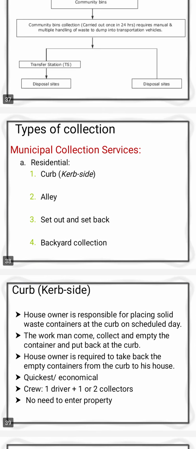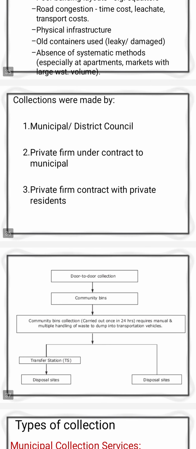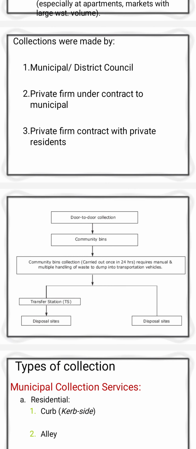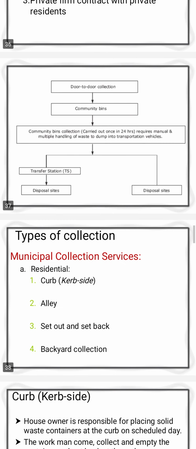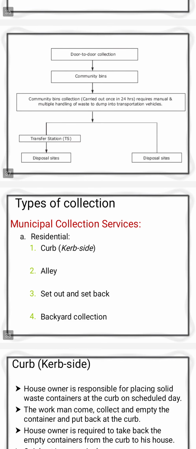So in this topic we discussed these points. Collection is made by municipal council and district council, or it may be a private firm under contract to the municipality. Second, a private firm contracts with private residents. And this system we use for the collection of waste: door to door collection and community bin collection. From there you can transfer that waste to the transfer station, and finally from the transfer station to the disposal site. The door to door system, or house to house collection system, is classified into four types: the curb system, alley system, set out and setback system, and backyard system.